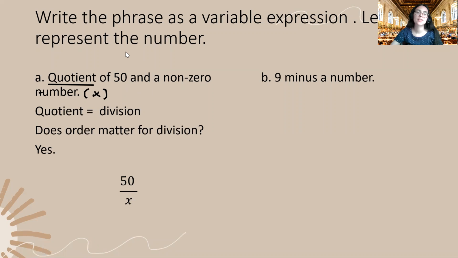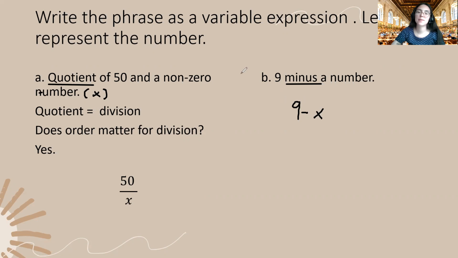Okay. To the right, we have 9 minus a number. I am going to underline my keyword, which is minus. So that minus is going to tell me that I have subtraction. And if you remember, order does matter in subtraction. So what are we going to be subtracting? We're going to be subtracting 9 minus a number x.